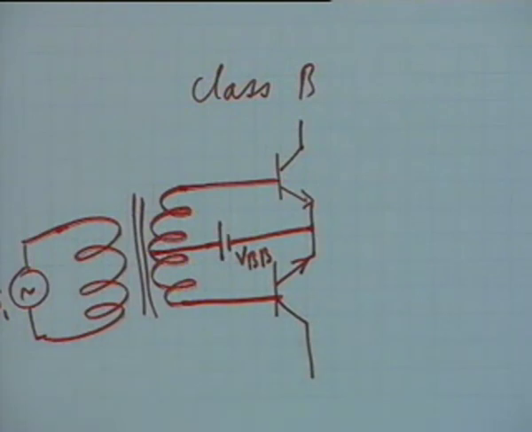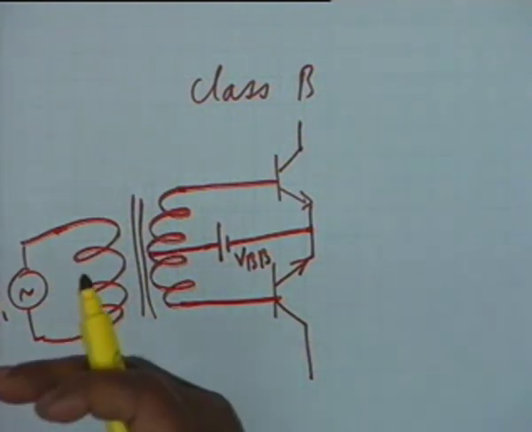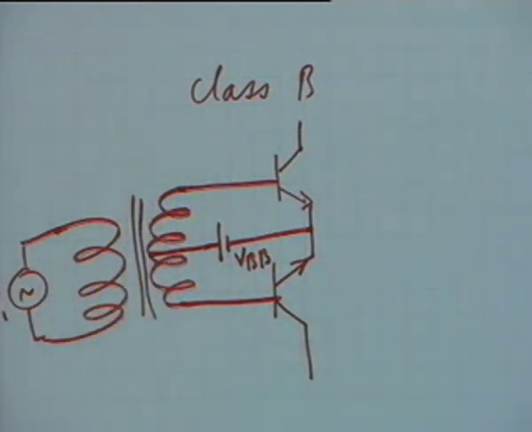supply, by an appropriate potentiometric division of voltage. VBB, if it is to be class B operation, has to be just on the verge of conduction, that is about 0.7 volt if it is silicon.